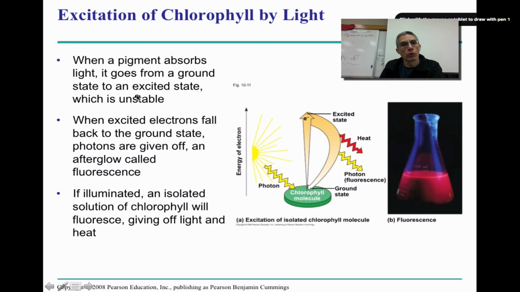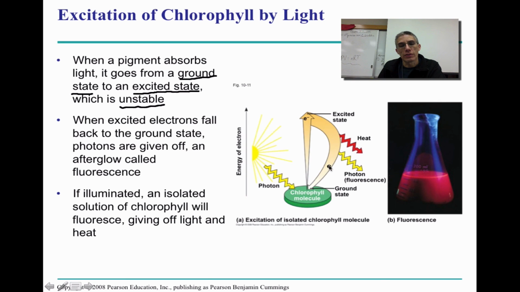So one thing we need to think about when it comes down to chlorophyll is what happens within that molecule. When a pigment absorbs light, it's going to go from something called the ground state to something called the excited state, which is considered the unstable state of the process.